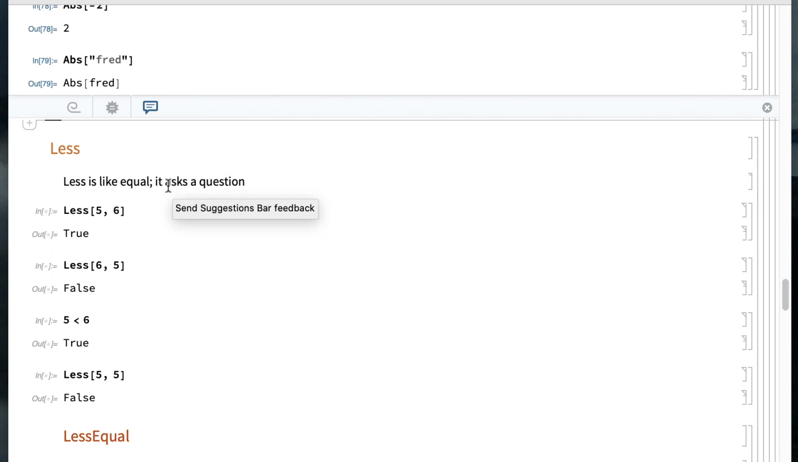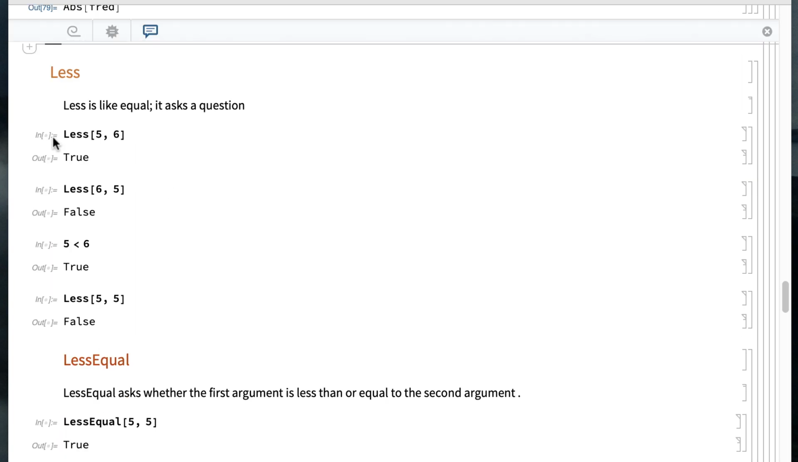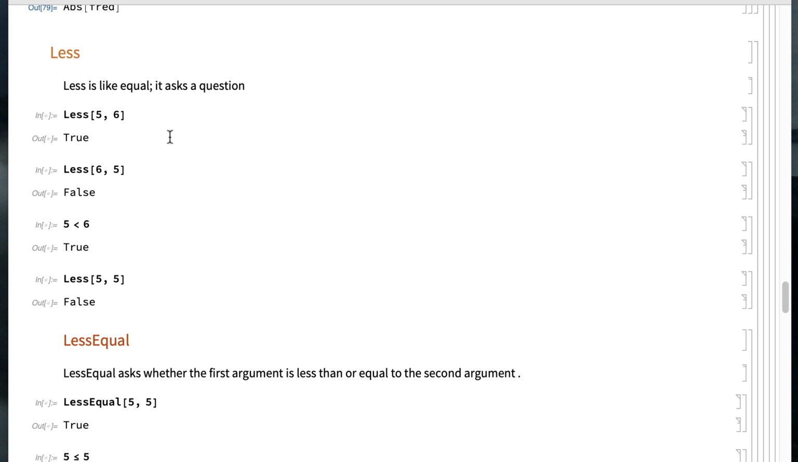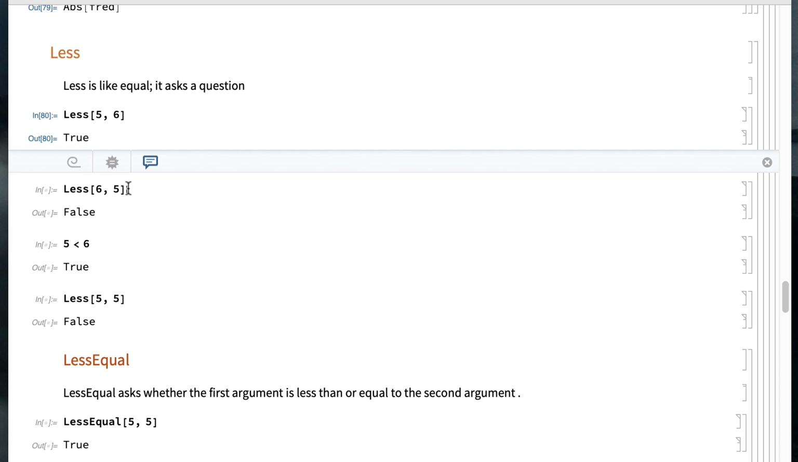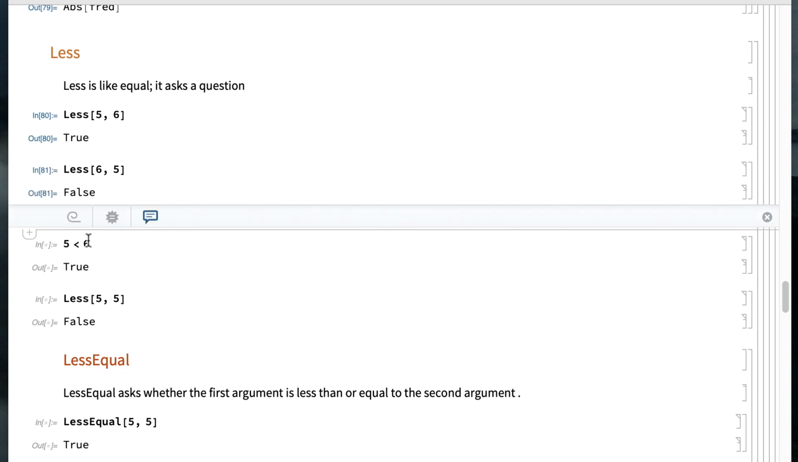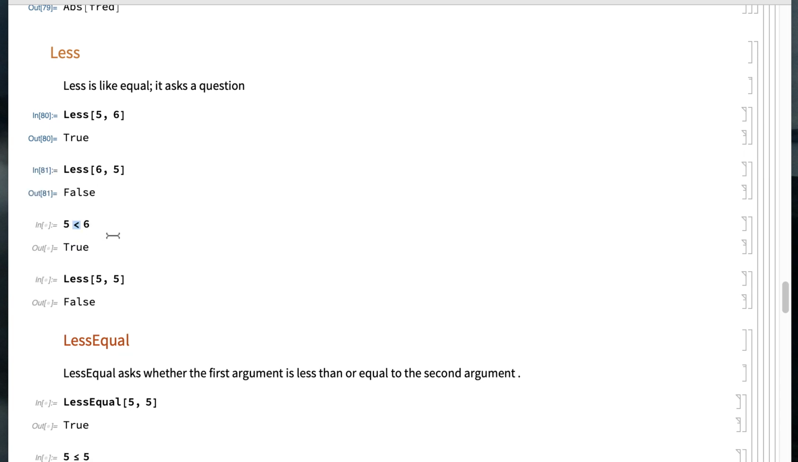Less. Less is asking a question. It really means, is the first number less than the second number? And 5 is less than 6, but 6 is not less than 5. You don't usually write it this way. You write it with that little symbol.